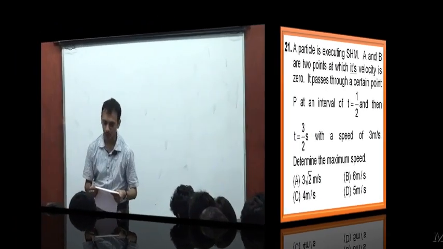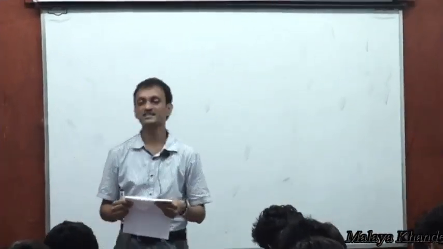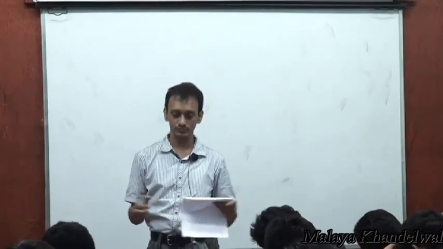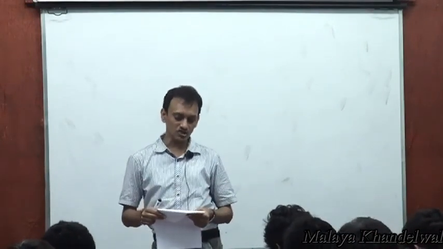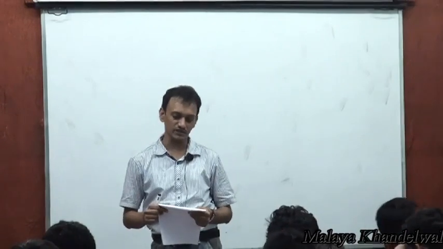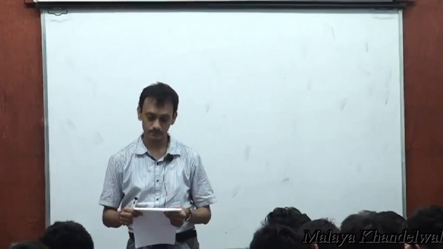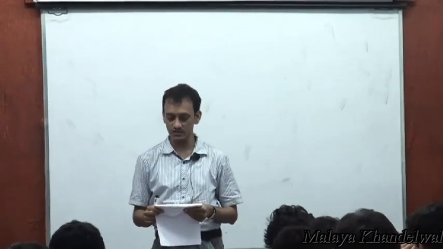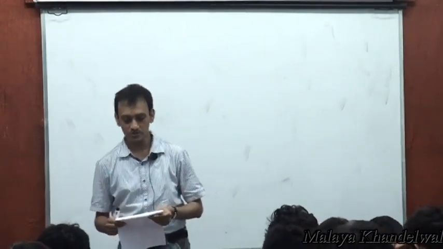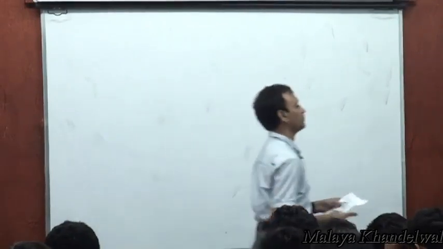A and B are two points at which its velocity is 0. Extreme positions, therefore. It passes through a certain point P at an interval of half a second and 3/2 seconds with a speed of 3 meters per second. Determine the maximum speed of the particle.